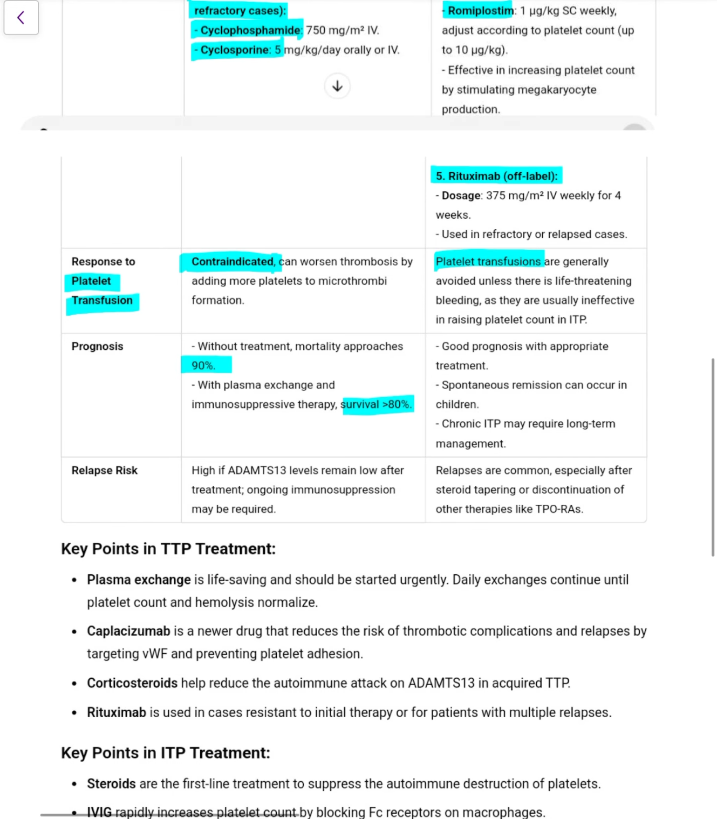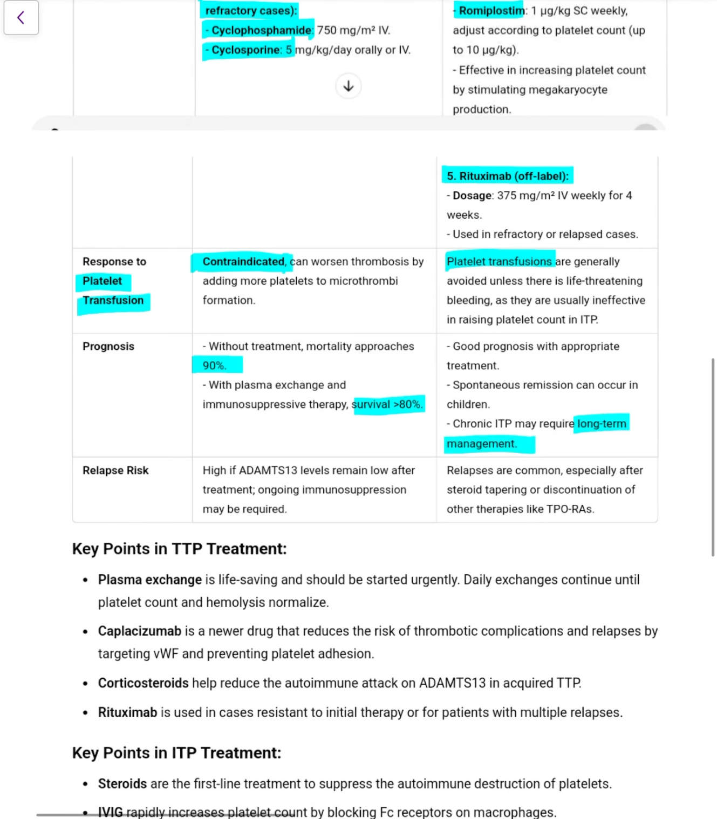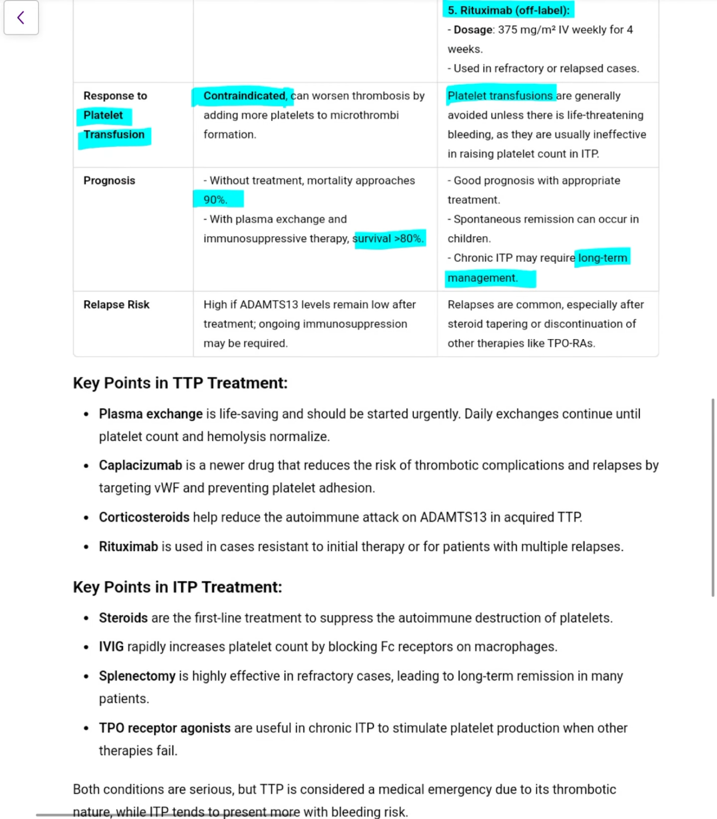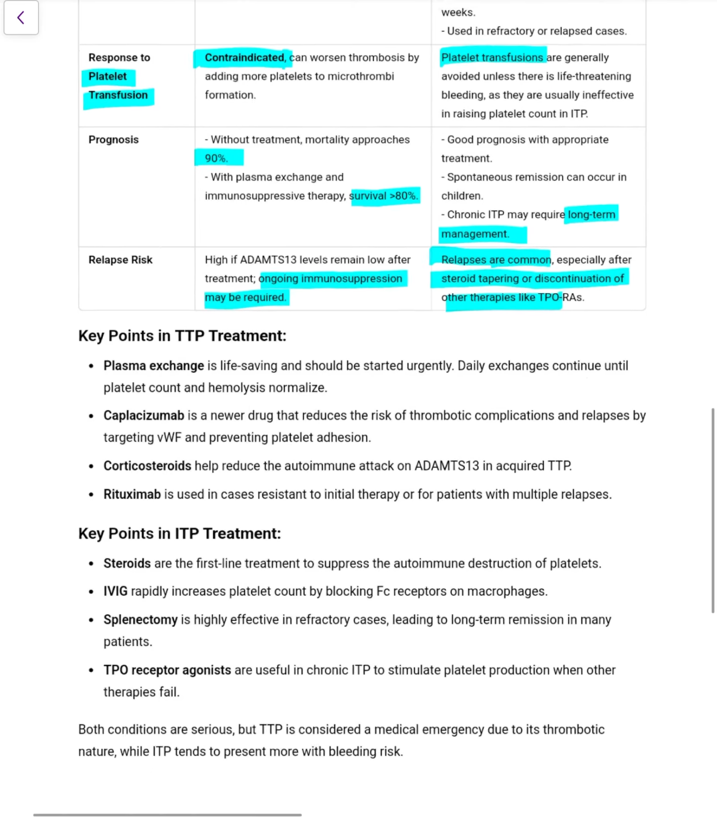Chronic ITP may require long-term therapy management, like the steroids we give. In TTP, the relapse risk is high if the ADAMTS13 levels are low even after the treatment. Ongoing immunosuppression may be required, like steroids, cyclophosphamide. The relapse depends on the ADAMTS13 levels. And even in ITP, relapses are common, right? Especially after steroid tapering, when you stop the steroids or discontinue therapies like the TPO, that is thrombopoietin receptor agonist. Okay, so these are the key differences.